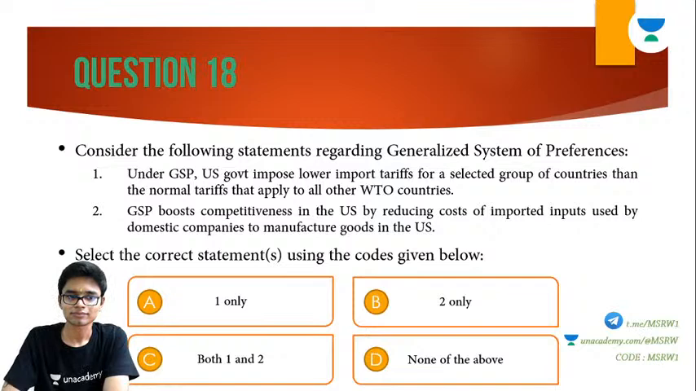Question 18. Consider the following statements regarding the Generalized System of Preferences, GSP. One, under GSP, the US government imposed lower import tariffs for a selected group of countries than the normal tariffs that apply to all other WTO countries. Two, GSP boosts competitiveness in the US by reducing the costs of imported inputs used by domestic companies to manufacture goods in the United States. Select the correct answer. Yes, Saubhagya, correct.